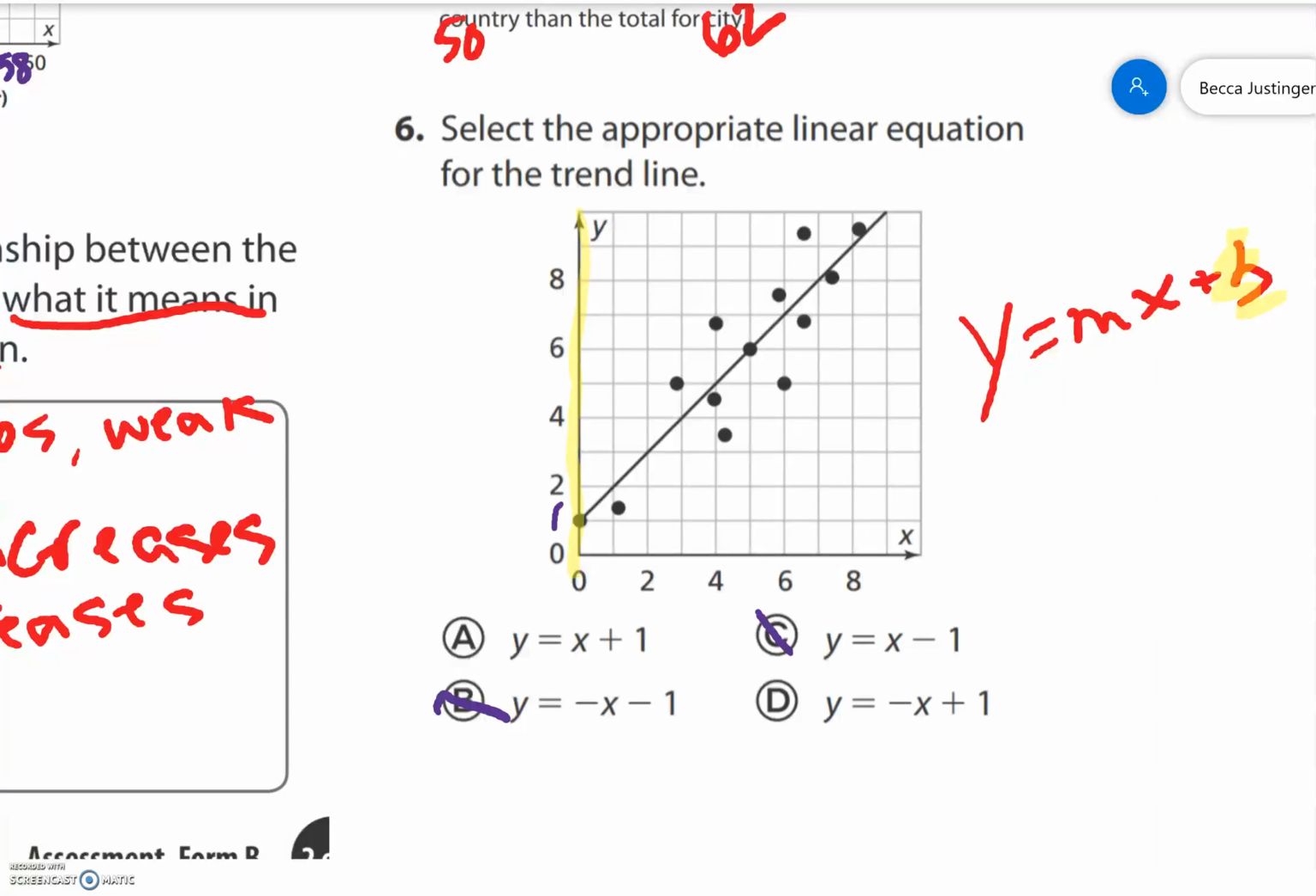The next thing I'm looking at, the only difference is the slope. Here there's a positive slope and here there's a negative slope. Looking at this line, it's going upward. So that is a positive slope. The answer is A.